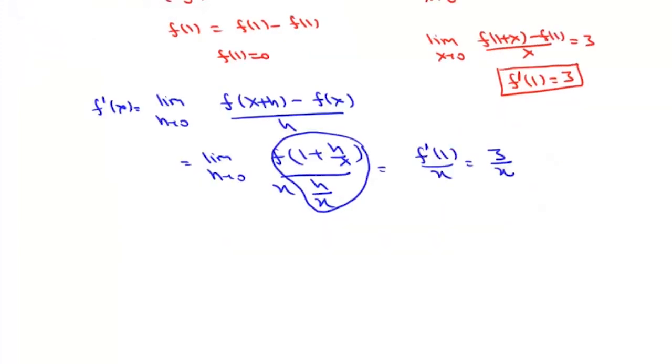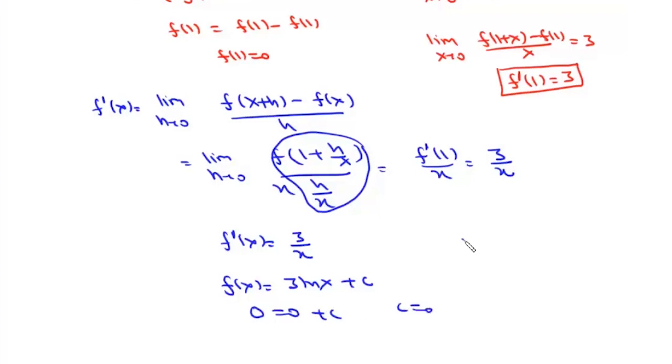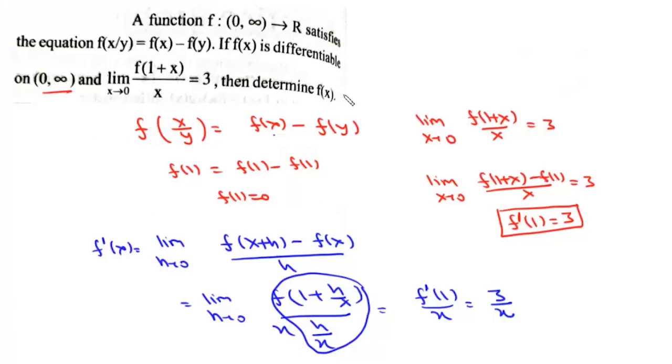Now once we have this f dash x as 3 by x, all we need to do is integrate. We can write f(x) as 3 log x plus c. Now f(1) is 0, so if we put x as 1, y is 0. So this is 0, this is 0 plus c, that means the value of c is 0. So our function f(x) in this case will be simply 3 log x, and that is the answer to this question.